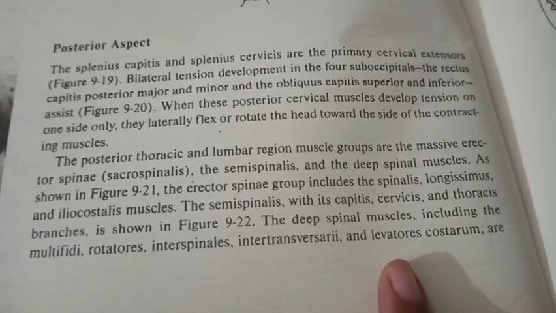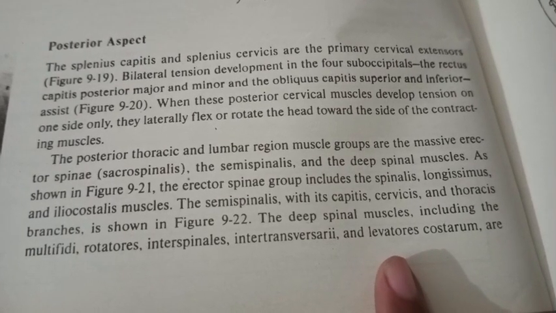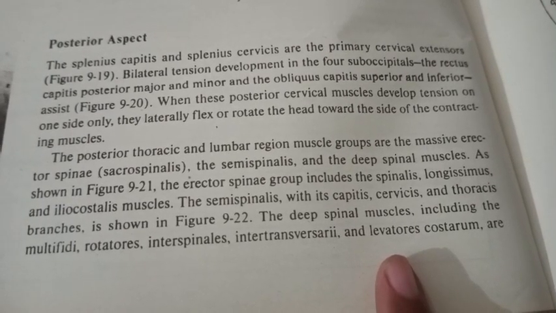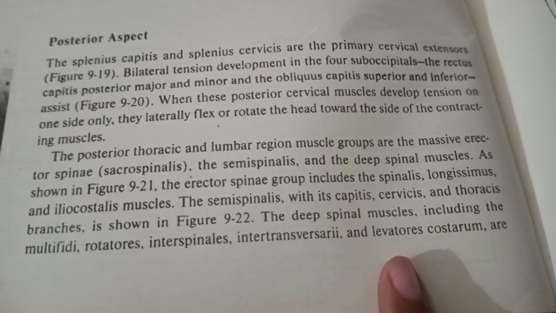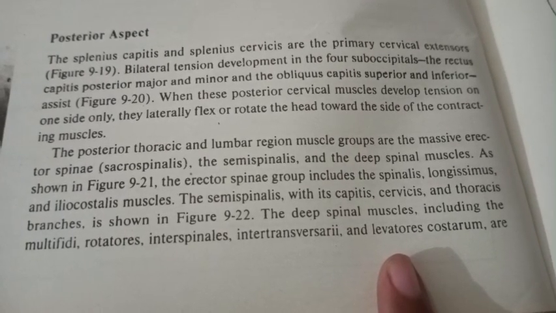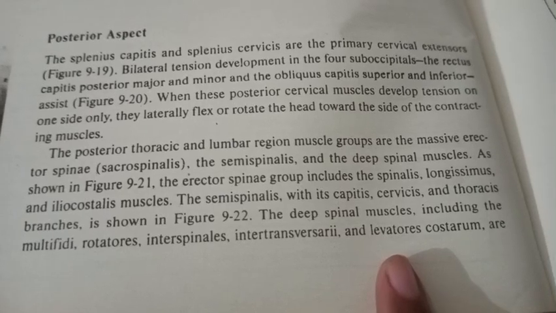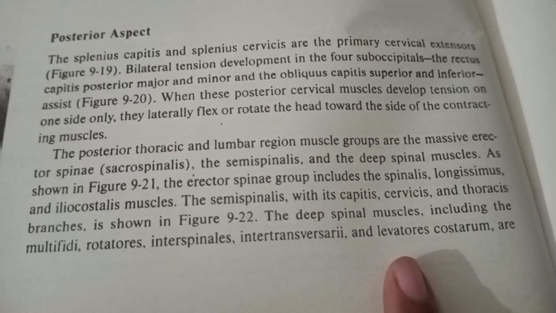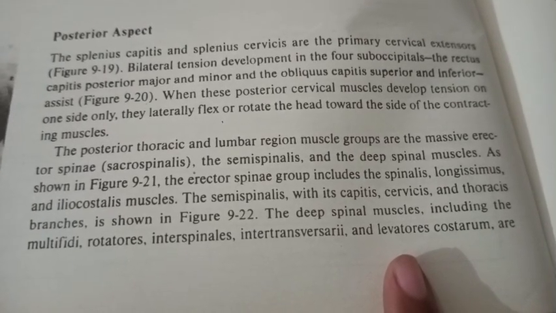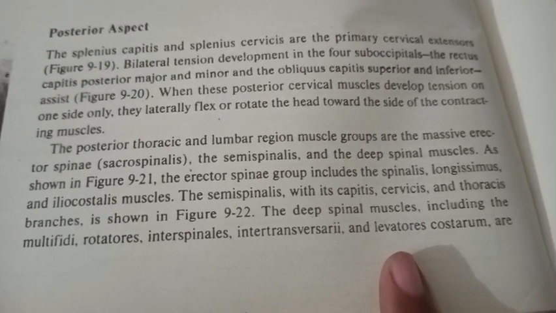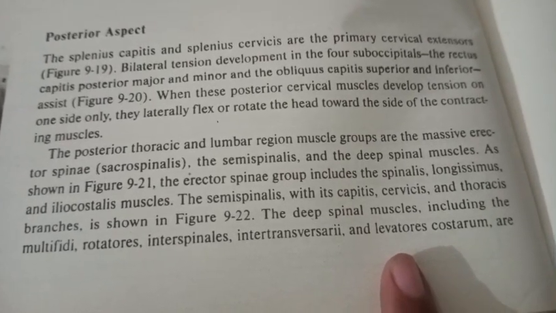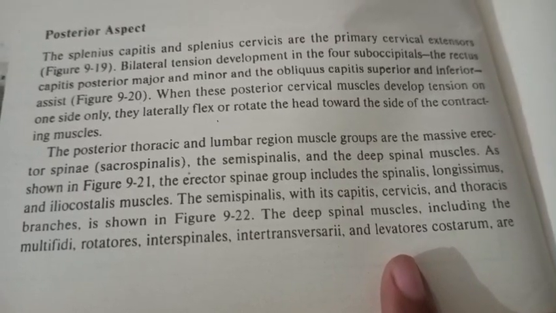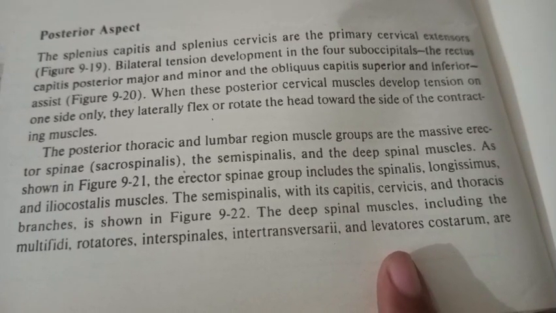After that, we are talking about the muscle groups that are a massive erector spinae, also known as sacrospinalis, the semispinalis, and the deep spinal muscles. As shown in the figure, the erector spinae group includes the spinalis, longissimus, and iliocostalis. The semispinalis with its capitis, cervicis, and thoracis branches is also shown.